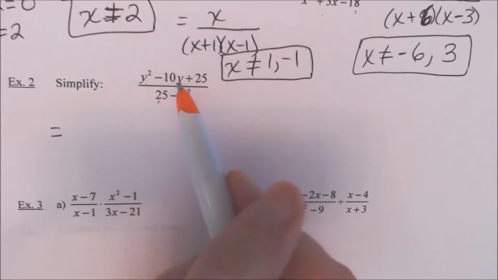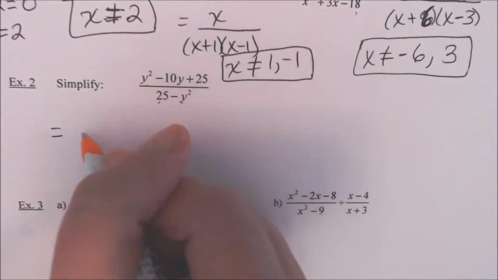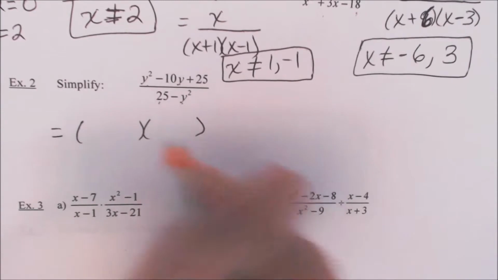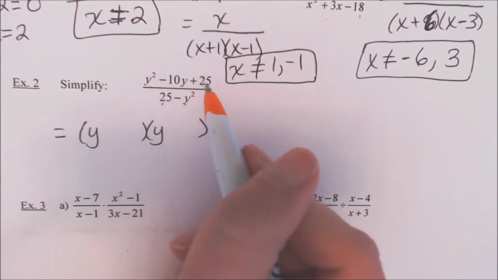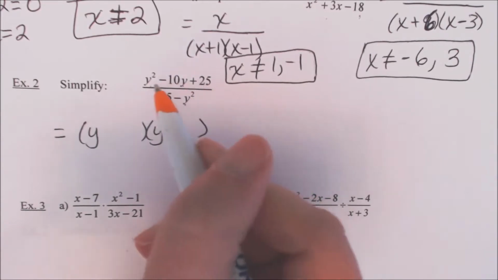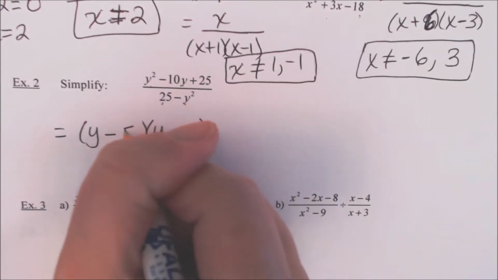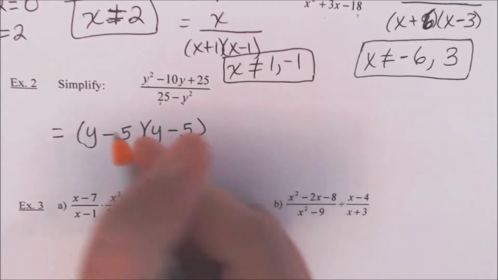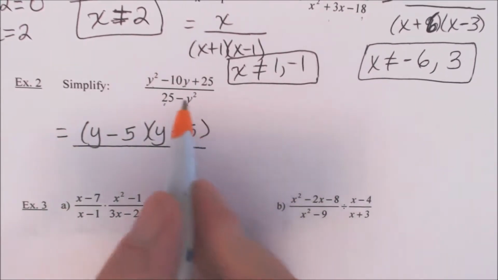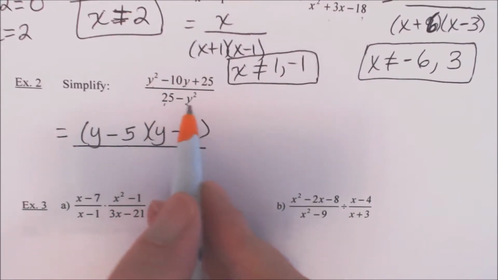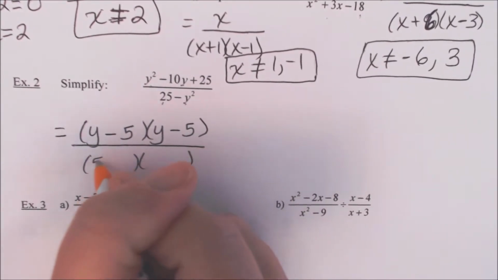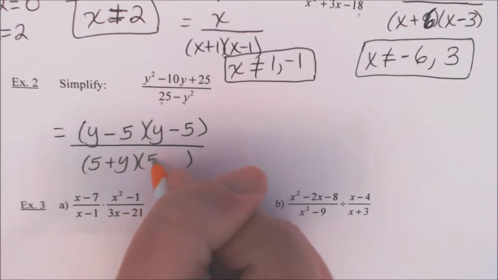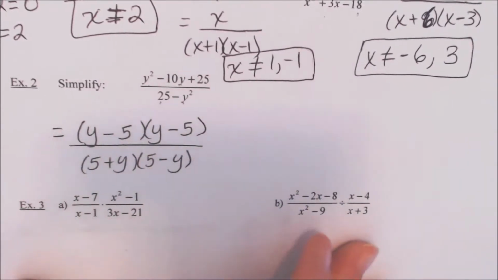So we've got y squared minus 10y plus 25. That's a trinomial, so that'll break down into two binomials. The first terms are going to be y, then what multiplies to positive 25 and adds to negative 10. That would be y minus 5 times y minus 5. The denominator, 25 minus y squared, is a difference of two squares. So that's going to break down into two binomials with opposite signs. So we're going to have 5 plus y times 5 minus y.